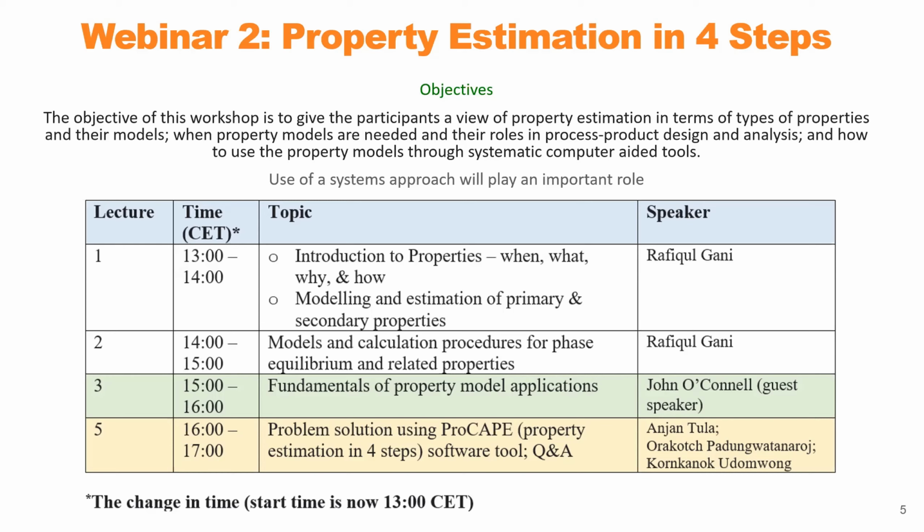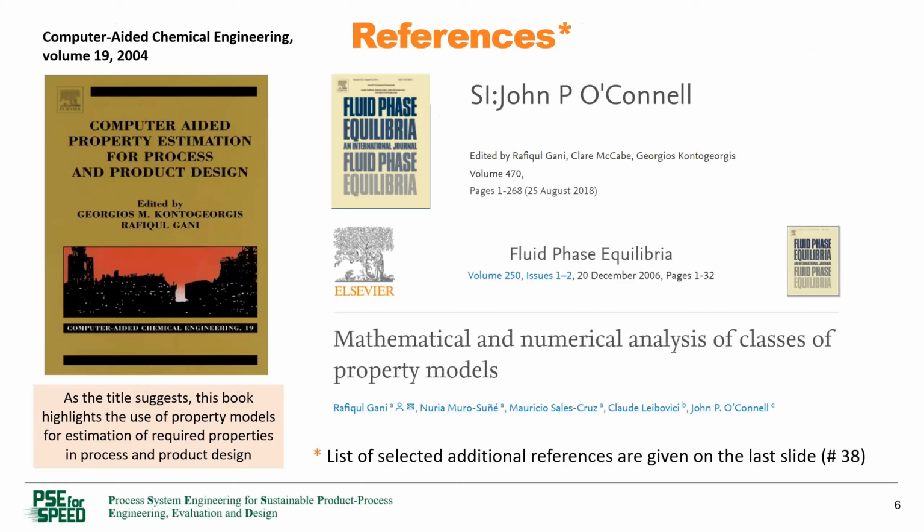If you need some background information, I will also highlight these books. The book that you see, Computer-Aided Property Estimation for Process and Product Design, has a lot of material coming from its different chapters. Also, there is a paper in Fluid Phase Equilibria from 2006, on mathematical and numerical analysis of property models. A lot of the information from this paper is also going to be presented.